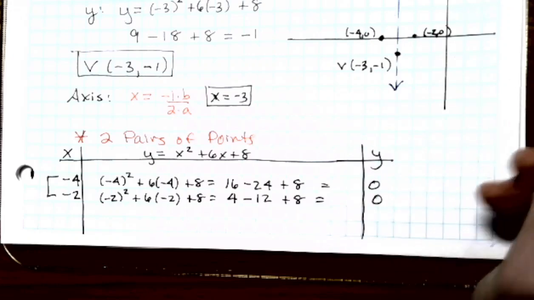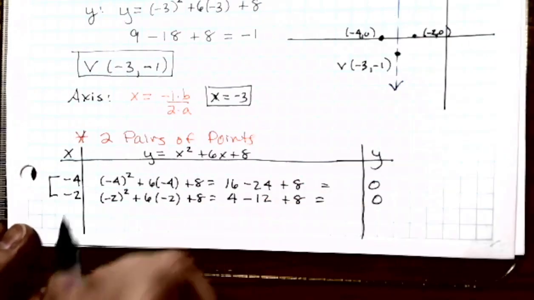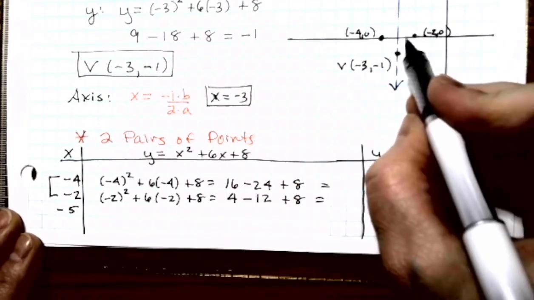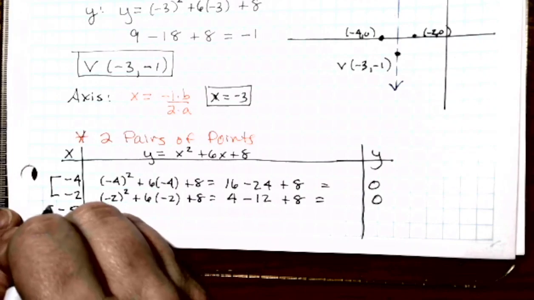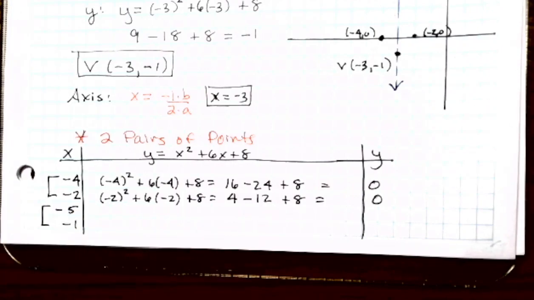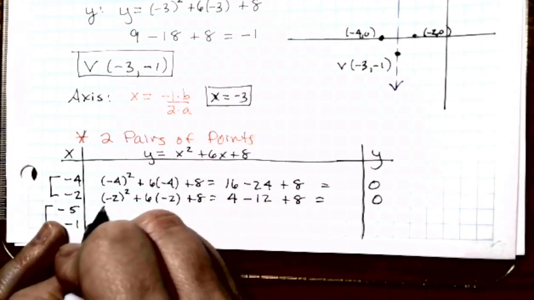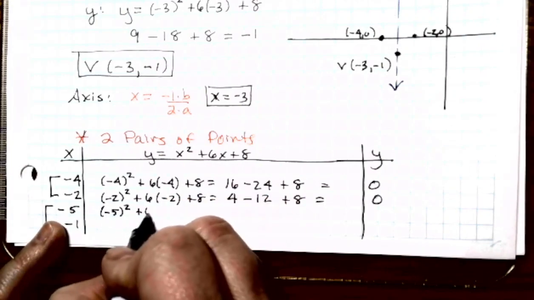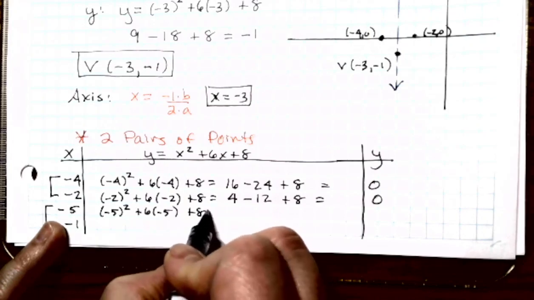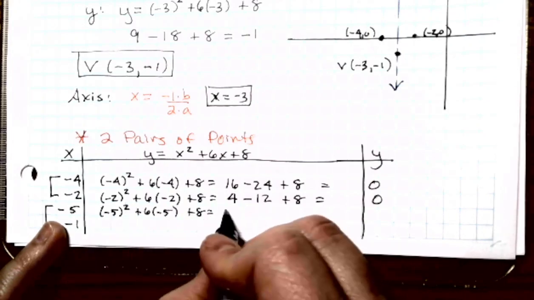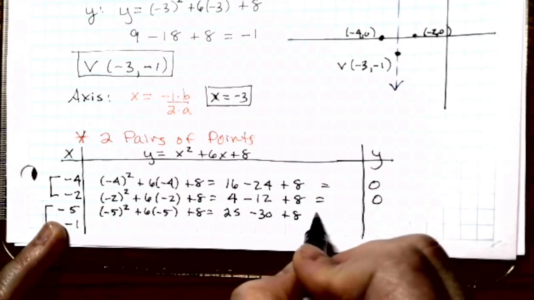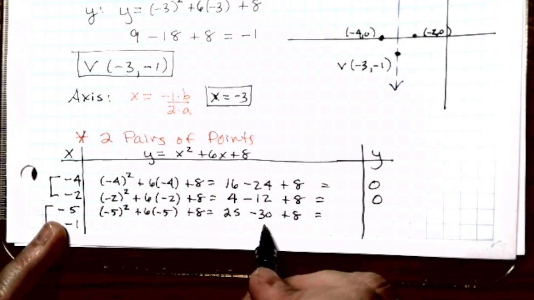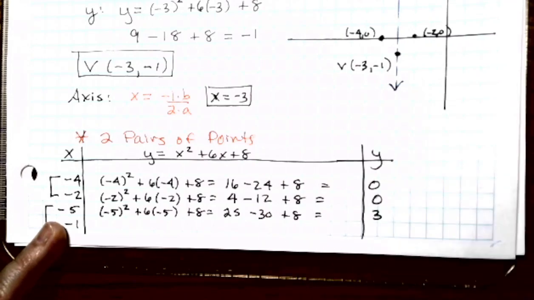Now we need another pair. So if I go 2 to the left, I'm at a -5. If I go 2 to the right, 1, 2, I'm at a -1. And again, those are mirrored points, so that will help me know if my math is good. So let's try the -5. So -5 squared plus 6 times -5 plus 8. -5 times -5 is 25. 6 times -5 is -30. 25 minus 30 is -5. Plus 8 is a 3.